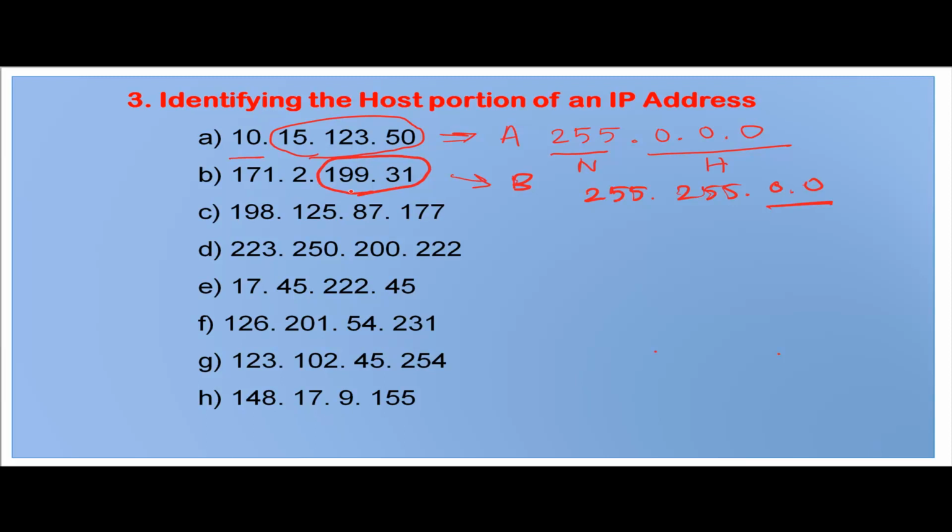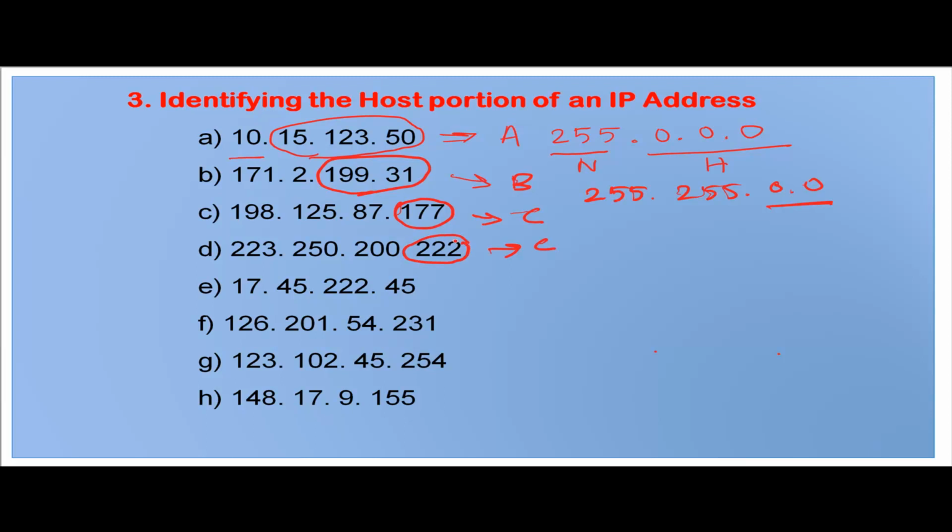Then 198. It is a class C IP address. For a class C IP address, the subnet mask is 255.255.255.0, so the last octet is going to be your host part. Then 223.250.200.222. This is also a class C IP address, with subnet mask 255.255.255.0. The 0 means the last octet is going to be your host part.